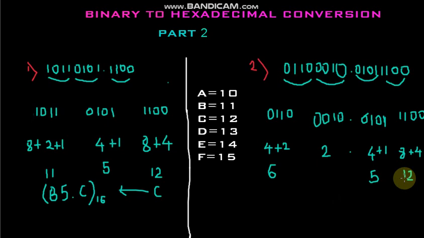Again, we cannot write it as 12, so we have C here, which is the value of 12 in the hexadecimal number system. So instead of writing 12, we replace it by C. Now joining this, we get our final number as 62.5C, and this is a hexadecimal value, and the subscript is 16.